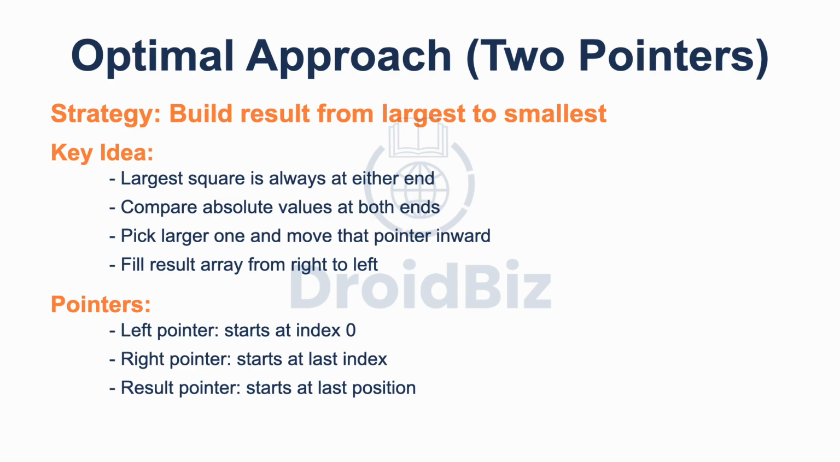We use 3 pointers. The left pointer starts at index 0. The right pointer starts at the last index. And the result pointer starts at the last position of the result array. Let's see how this works in action.